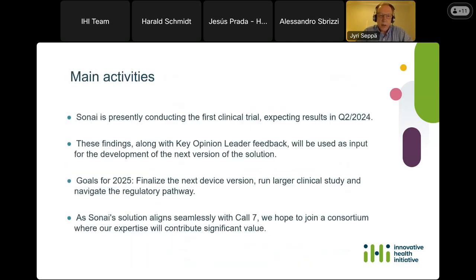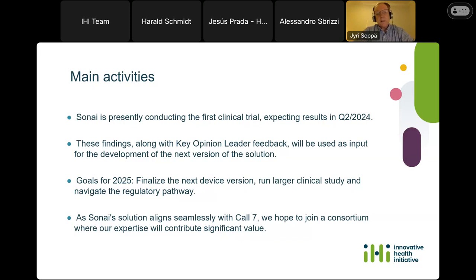So what we are doing currently, we have our first version of the device up and running. We are doing a first clinical trial at the moment. These findings and also a lot of meetings and interviews with KOLs are then providing the plan for the next version. And the goal for next year is to finalize the next device version, make more clinical studies, and go through the regulation pathway.